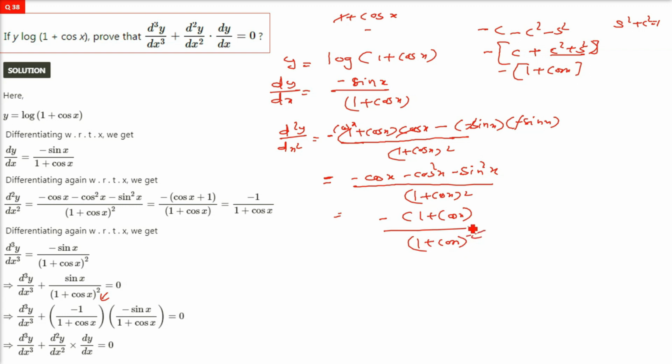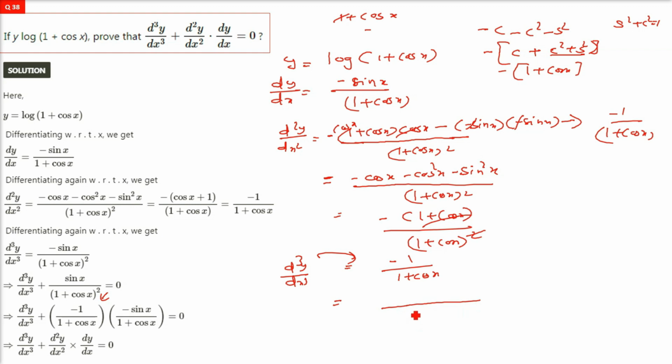Okay, you will be tempted to cancel it out. Minus 1 by 1 plus cos x, but if you don't cancel it, d2y by dx2 will directly come. See, this is d2y by dx2. Now we have to do d3y by dx3. So d2y by dx2 is minus 1 by 1 plus cos x. dy by dx is minus sin x by 1 plus cos x. So d3y by dx3 is the derivative of negative 1 by 1 plus cos x.